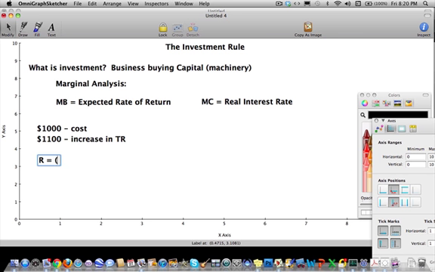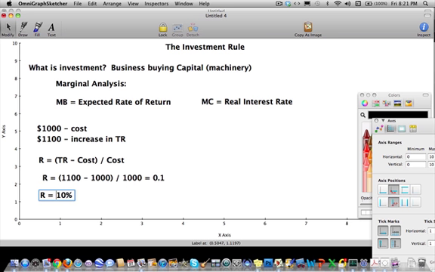TR minus the cost divided by the cost of the investment. So my expected rate of return in this case is 1100 minus 1000, in parentheses, divided by 1000, which is 0.1 or 10%. So my rate of return here is 10%, which is not bad at all.